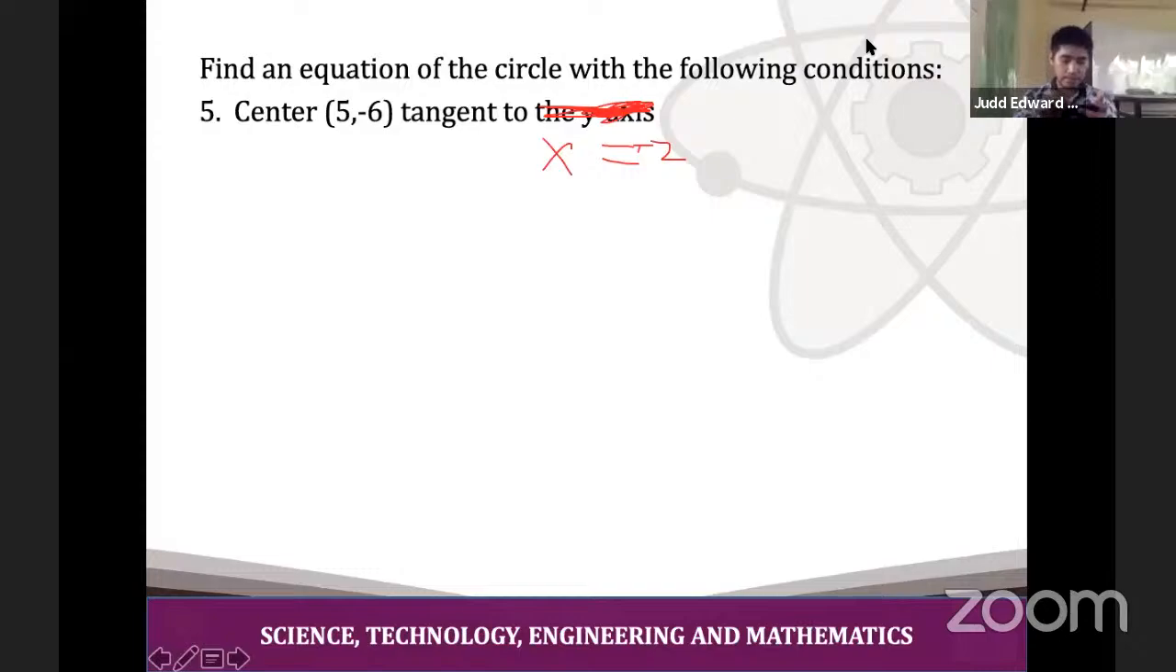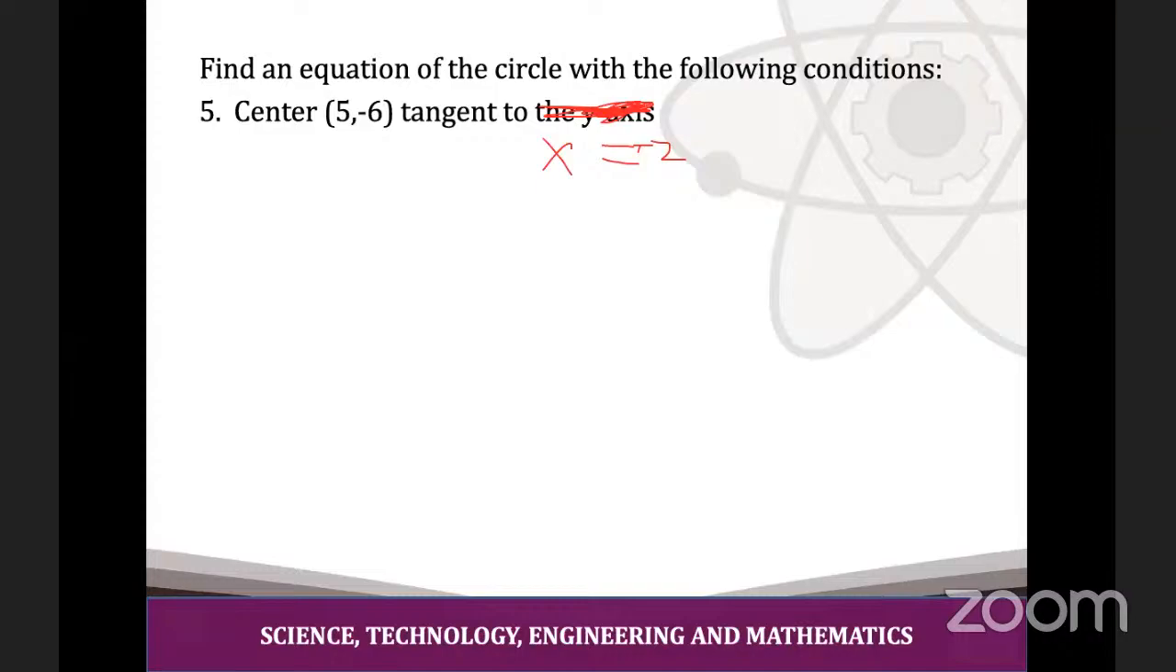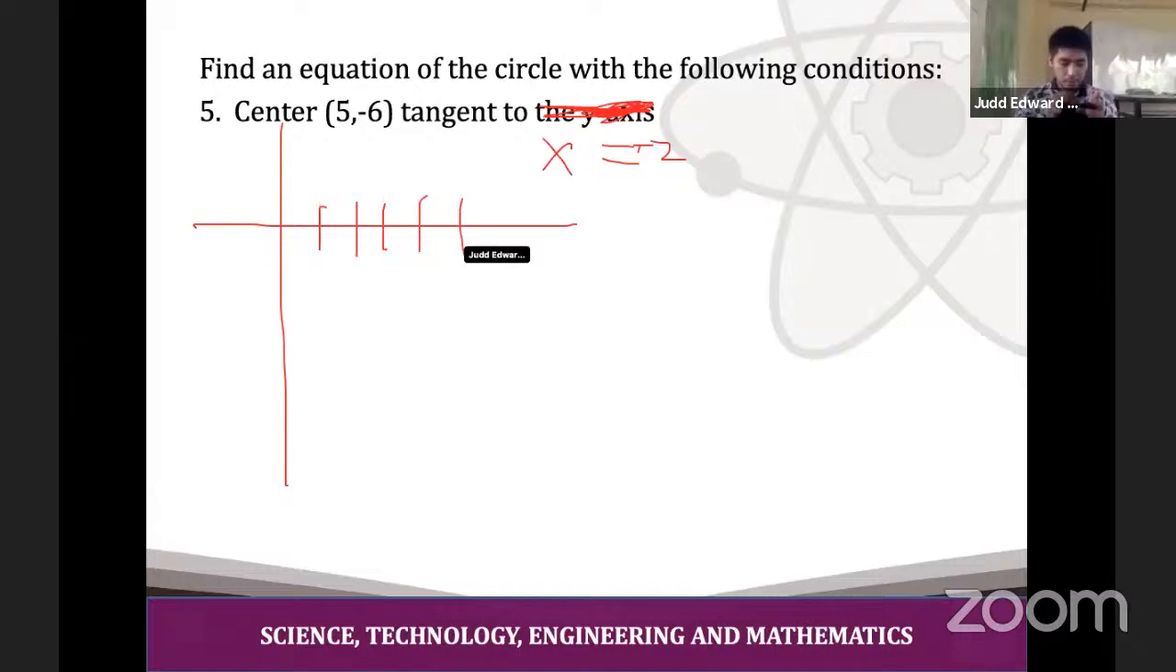Okay, let's graph again the center. One, two, three, four, 5. 1, 2, 3, 4, 5, 6. This is our center. Our line is x = -2. Therefore, we'll be having 1, 2. x = -2, 1. So this is now our x = -2.